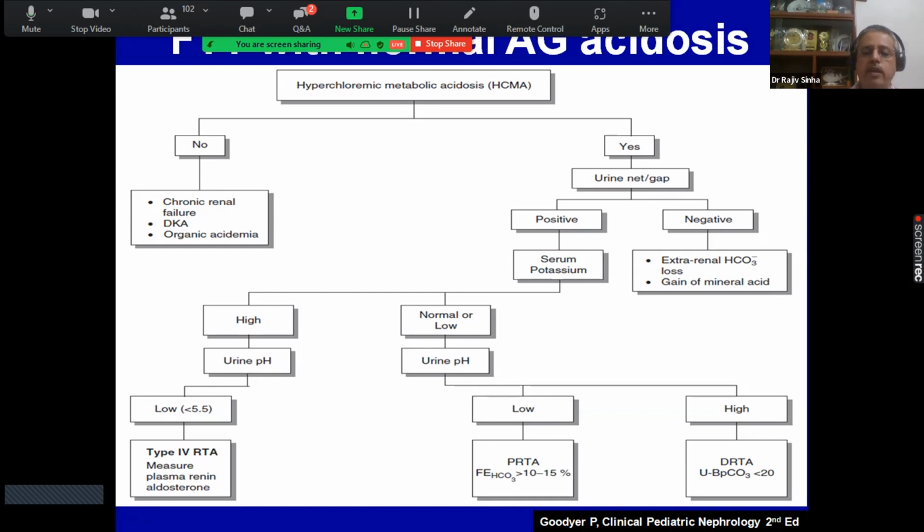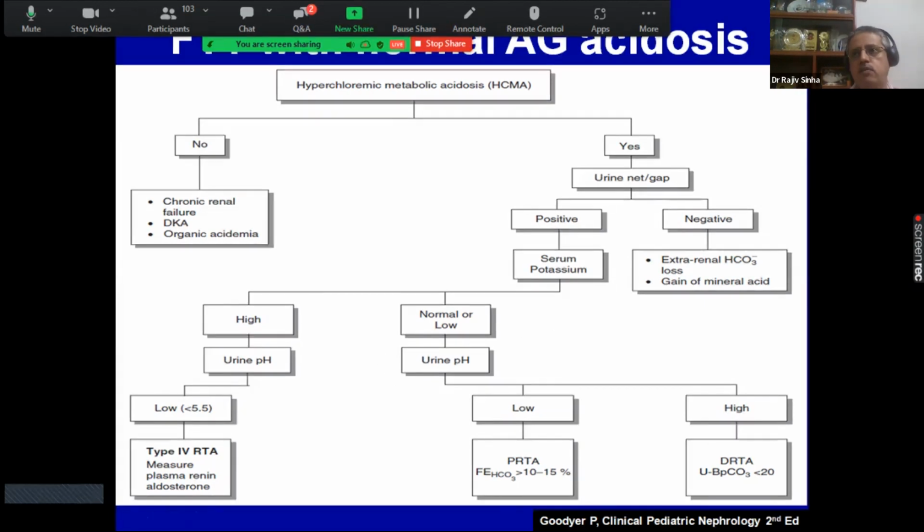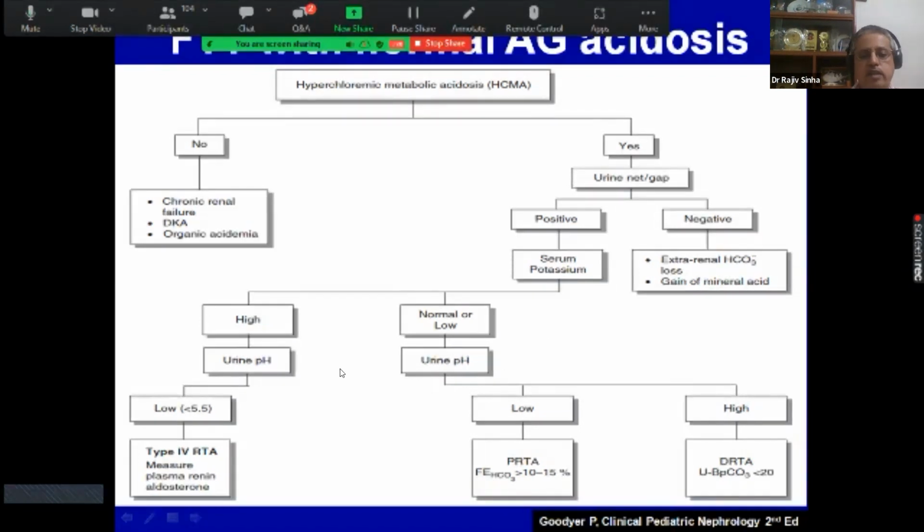And then by looking at the potassium and the urine pH, most of the time you can come up with a diagnosis of either type 1 RTA, that is distal, or type 2 RTA, proximal, or type 4 RTA. So as you can see here, most of the time you don't really require the more complicated investigations like the fractional excretion of bicarbonate or the urine-blood PCO2, etc., and you can come up with a tentative diagnosis.